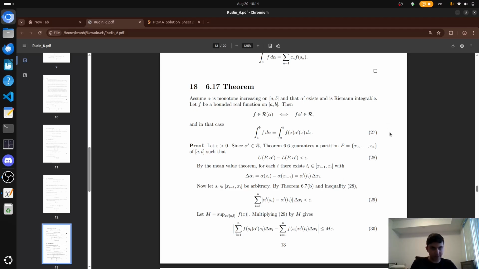Now, we have the following theorem. Assume alpha is monotonically increasing on [a, b], and that alpha prime exists and is Riemann integrable. Let f be a bounded function on [a, b]. Then f is in R(alpha) if and only if f alpha prime is in R, and in that case the integral of f d alpha is equal to the integral of f(x) alpha prime(x) dx.